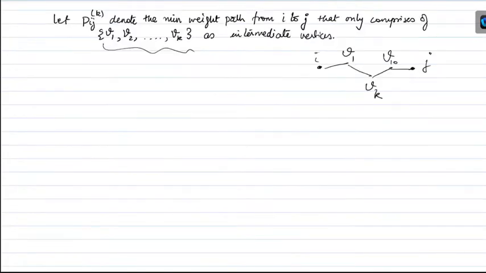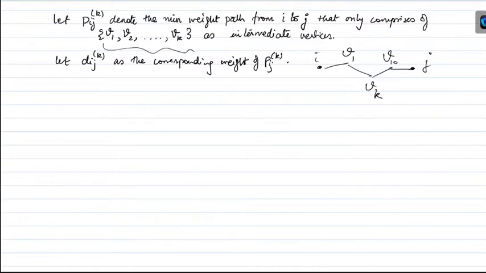So that's Pijk, right? And let us also denote Dijk as the corresponding weight of the path, right? Okay. So that's the distance. That's the shortest path distance from i to j, comprising only of vertices v1, v2 to vk as intermediate vertices. Okay.